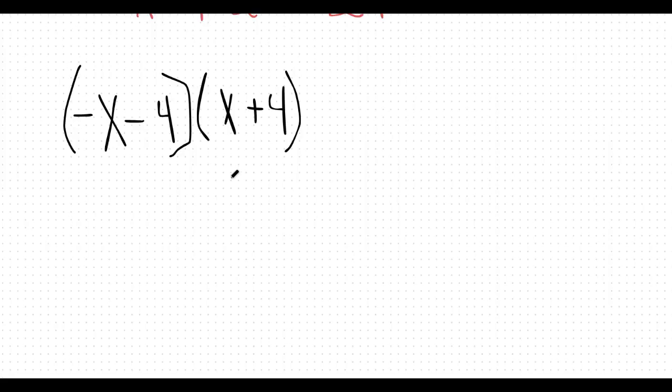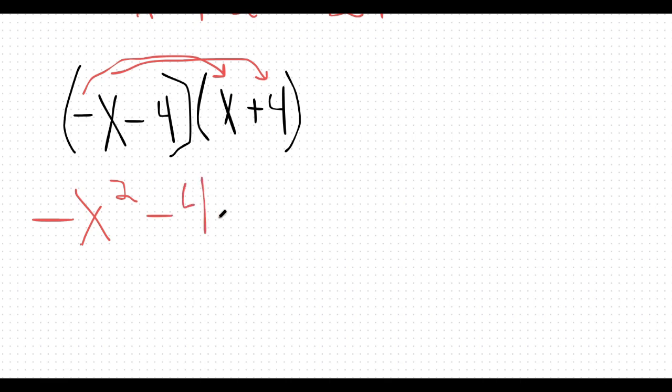All right, this will be the last one on level 3. Take a second, pause the video, try it for yourself. Okay, now let's multiply the first term by the first term to get negative x squared. First term by the second term to get negative 4x. Negative 4 times x to get negative 4x. And negative 4 times positive 4 to get negative 16.